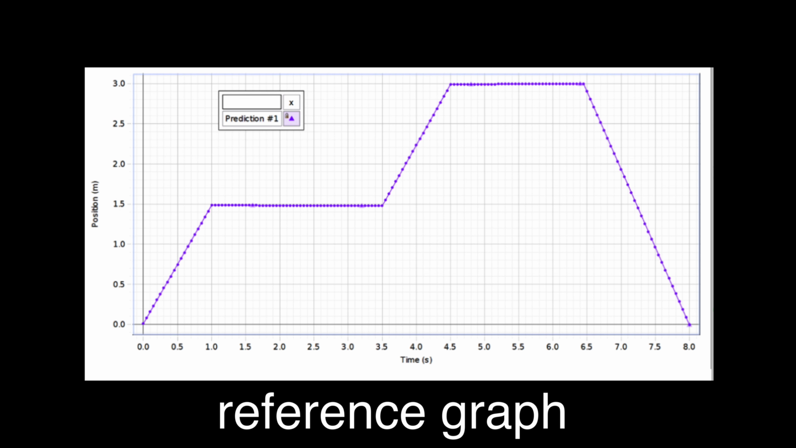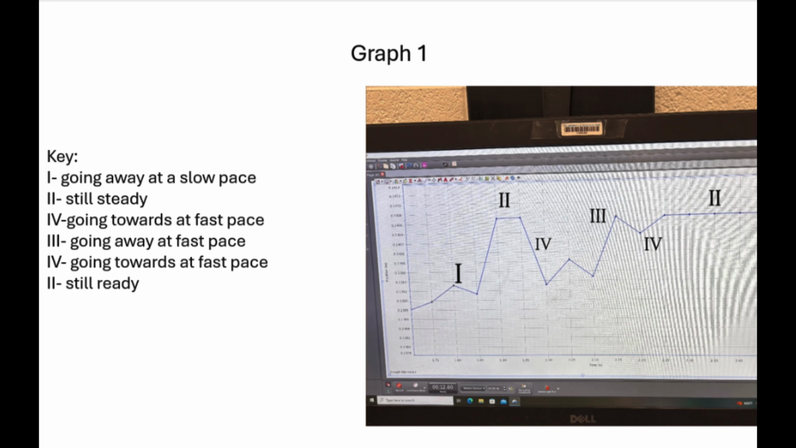For graph 1, the graph is a position versus time graph, so the vertical axis shows position and the horizontal axis shows time. The slope of the line tells us how the object is moving. When the line slopes up, the object is moving away from the sensor. When it slopes down, the object is moving toward the sensor. A steeper slope means faster motion, and a flat line means the object is still.